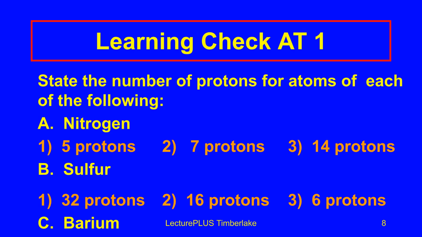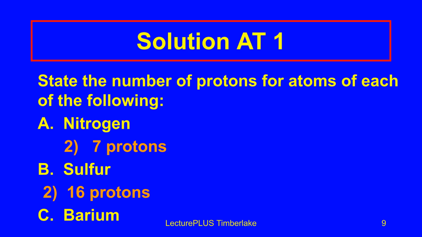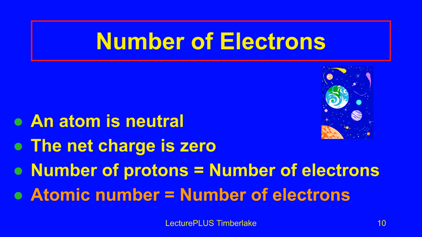Let's check your understanding. State the number of protons for atoms of nitrogen, sulfur, and barium. Choose from the provided options for each element. The solutions are as follows. Nitrogen has 7 protons. Sulfur has 16 protons. Barium has 56 protons. In a neutral atom, the net charge is 0. This means the number of protons is equal to the number of electrons. Therefore, the atomic number also represents the number of electrons.